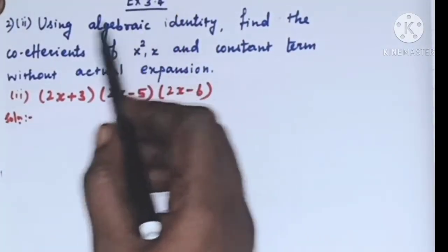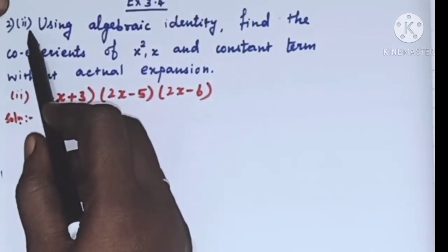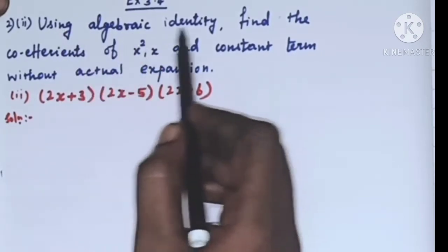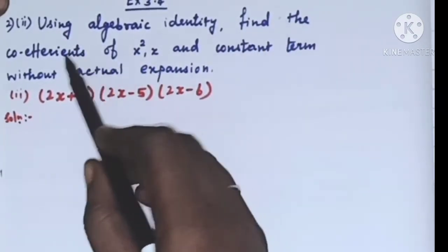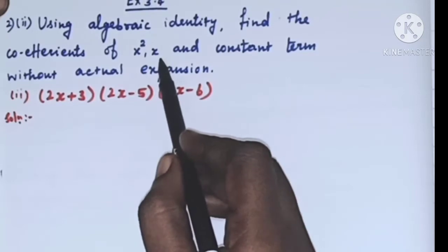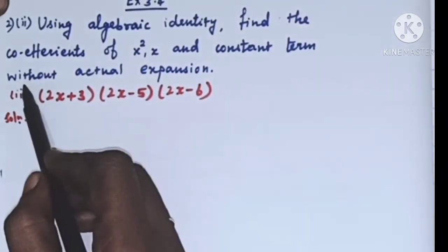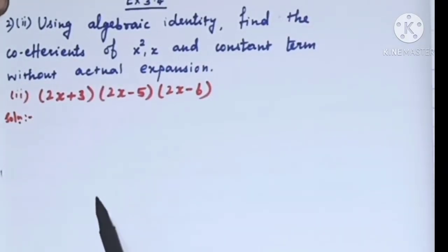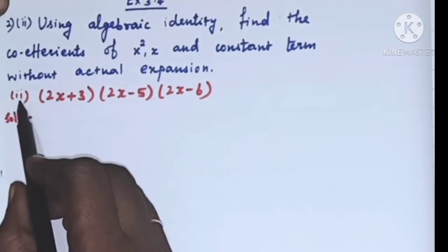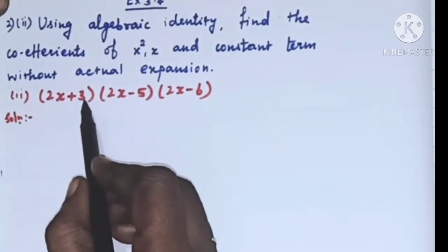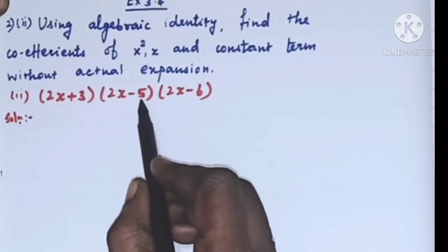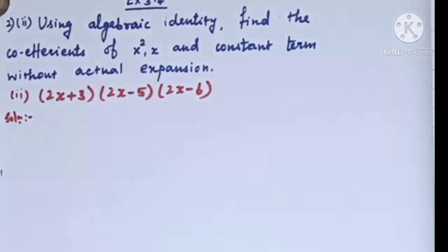Exercise 3.4, second sum, second subdivision. Using algebraic identity, find the coefficients of x square, x and the constant term without actual expansion. So in this second subdivision it is 2x plus 3 into 2x minus 5 into 2x minus 6.